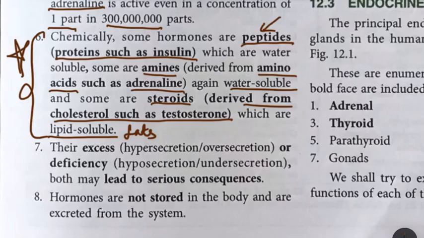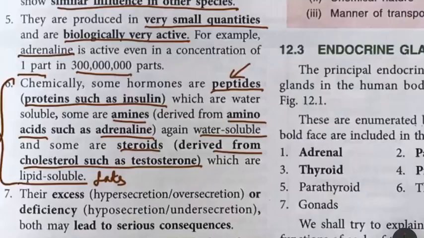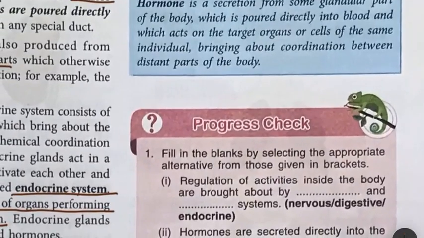Okay, now the excess means hypersecretion or oversecretion, or deficiency if it is secreted in less quantities. Hyposecretion, undersecretion, will lead to serious consequences. Various diseases you will see related to hypersecretion or hyposecretion of the hormones. And remember that hormones are not stored in the body. They will be excreted out from the excretory system.